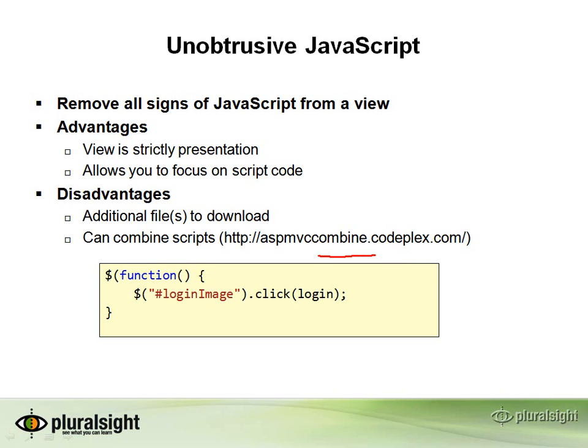Something else the combiner can also do is minify those files before they're sent out over the wire. That's essentially compressing them down so that it's a smaller download.